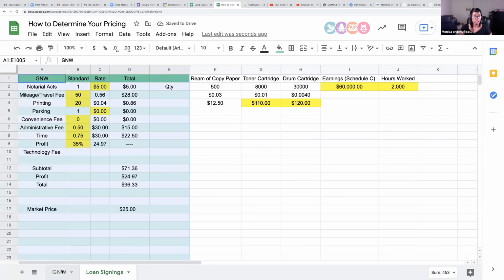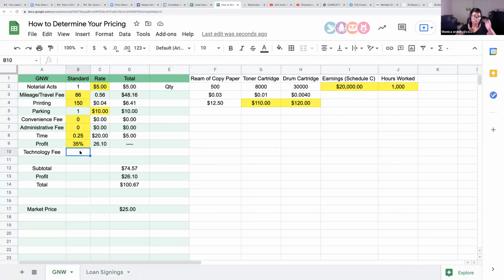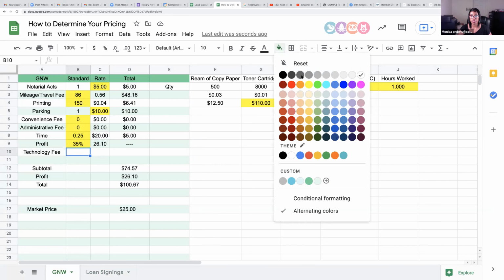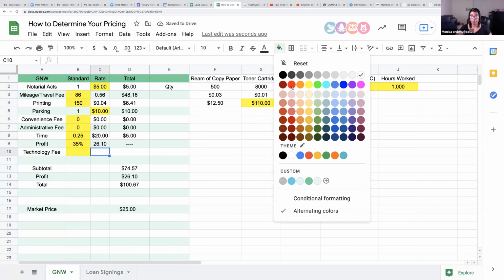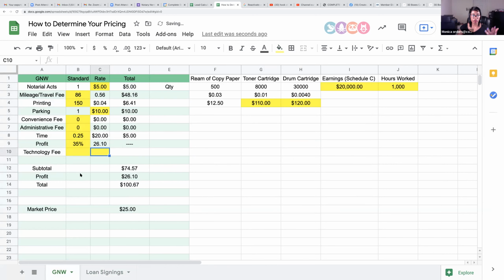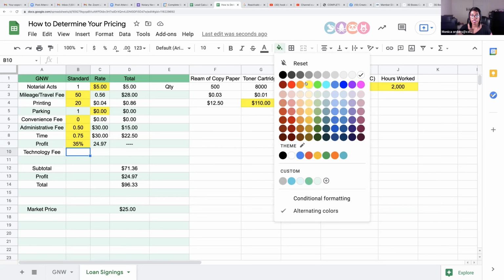Okay, good. Your technology fee is going to be, I think we talked about that, depending on what platform you're going to be using for RON. You guys are going to have to come up with that formula, right? I'm going to multiply these two cells to give you a number, but you're going to have to input what that is.